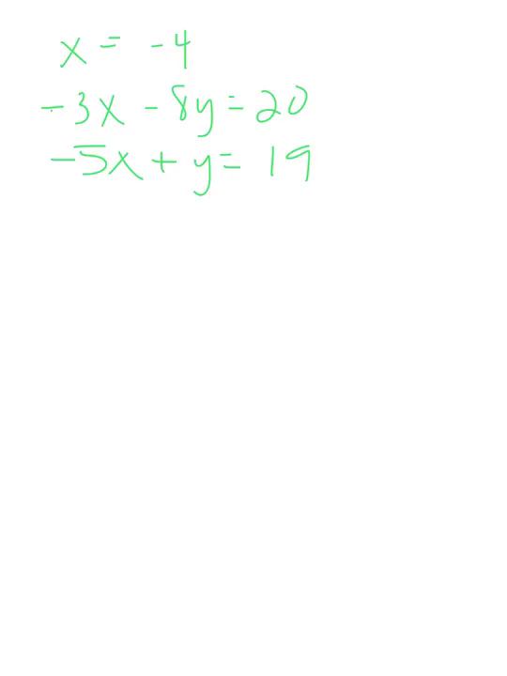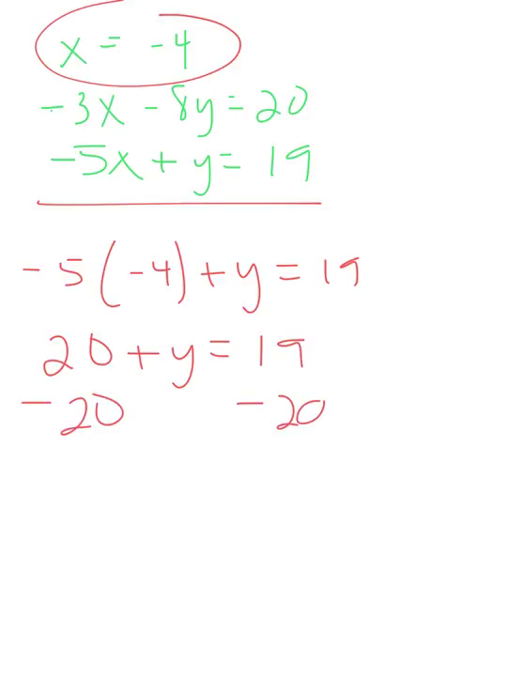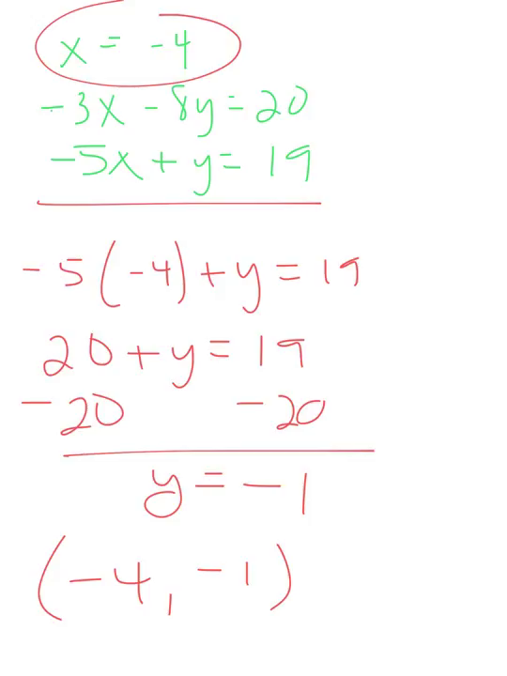So we're going to substitute x equals negative 4 into one of these systems, and I'm going to choose the bottom one because it just seems to have less work there. Negative 5, parentheses, negative 4, plus y is 19, 20 plus y is 19, subtract 20, y is negative 1. So my solution to that system is negative 4, negative 1.